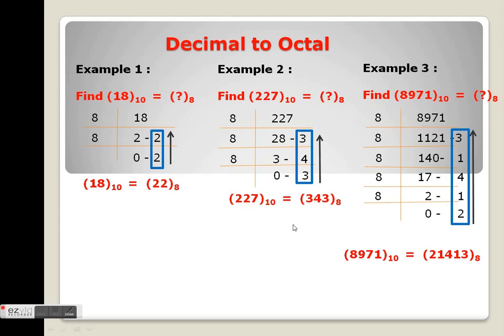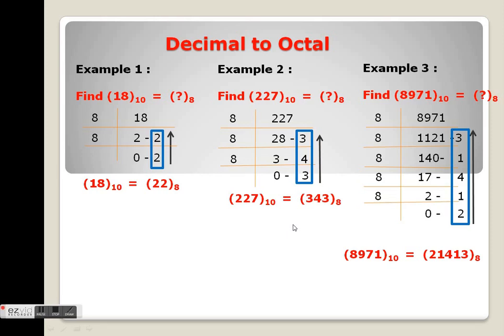Now let's take an example. Suppose we want to convert 18 in decimal to octal form. Here we will divide 18 by 8 and we will get 2 in the quotient and 2 in the remainder. After that we will divide 2 by 8 and we will get 0 in the quotient and 2 in the remainder. So the octal form of 18 in decimal is equal to 22.